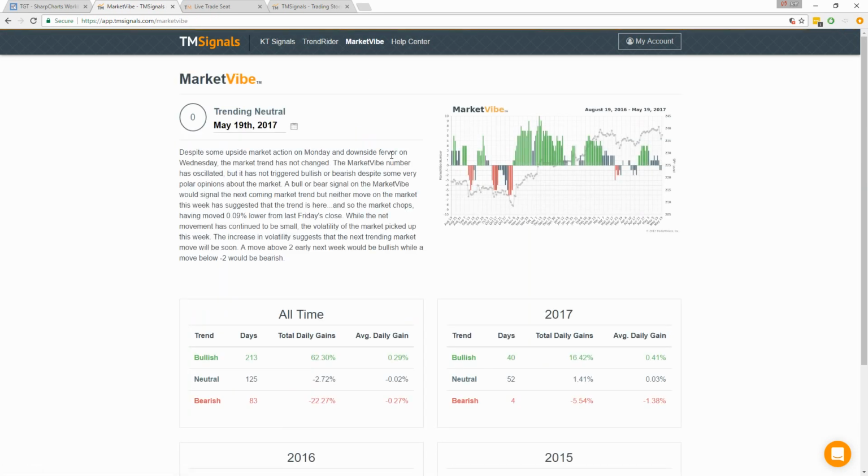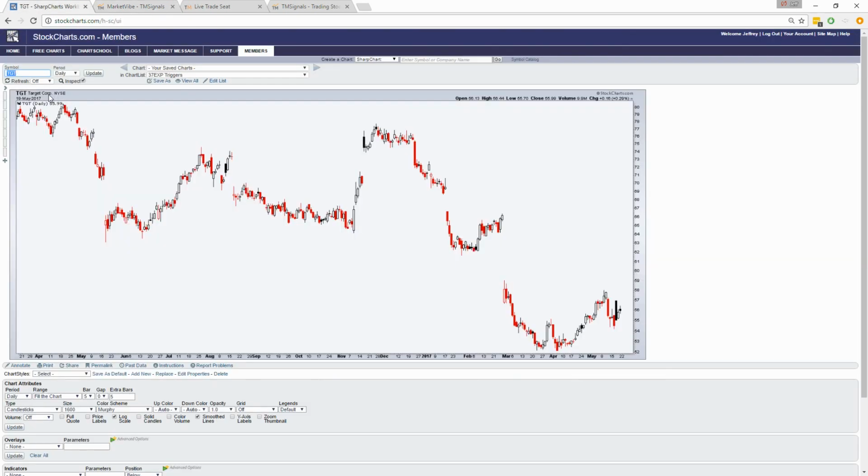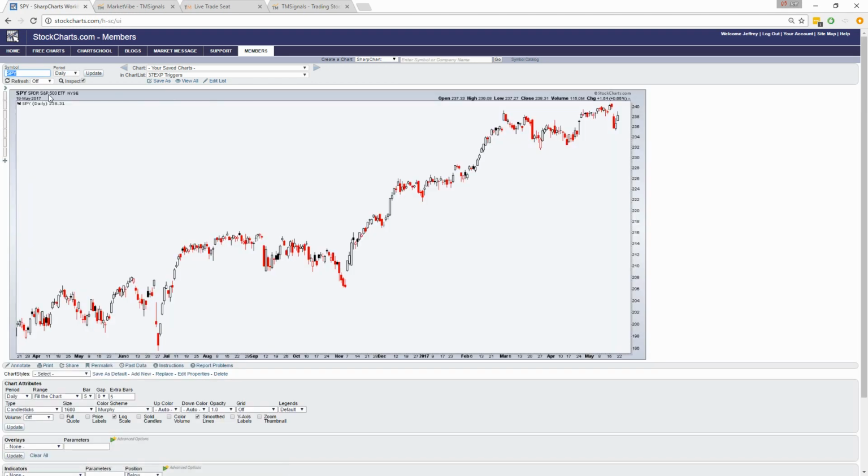MarketVibe. On Monday, the MarketVibe did not trigger bullish. The market was up big. In fact, the S&P hit an all-time high on Monday. Yet the MarketVibe did not trigger bullish. The MarketVibe had triggered bullish back here. And right up here, it triggered neutral. Okay, so it caught this run. It triggered neutral, basically saying, look, the chances of this market trending in a big way right here are slim. Yeah, we hit a new high. It did not trigger bullish. Why?